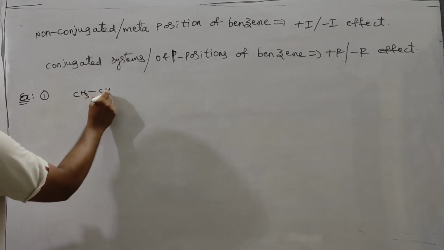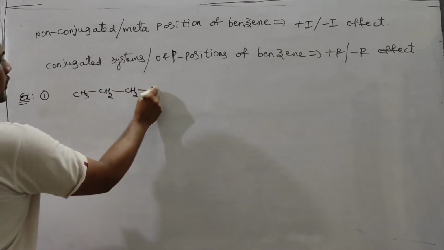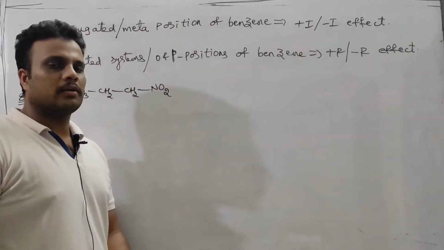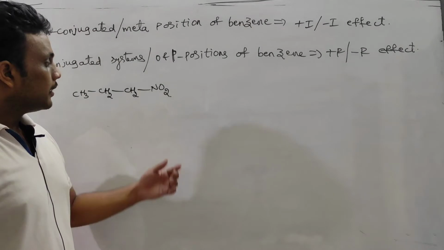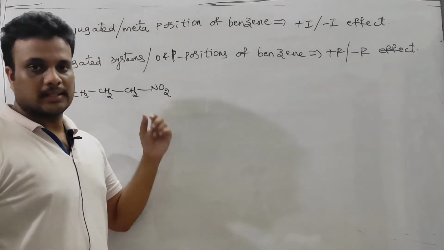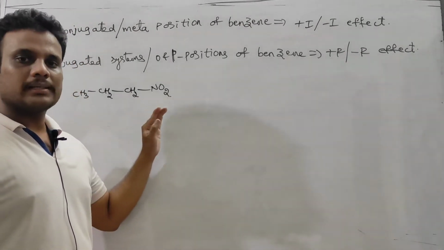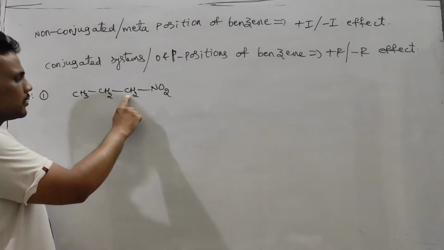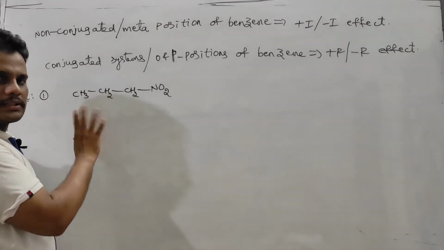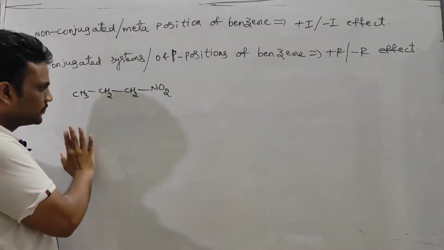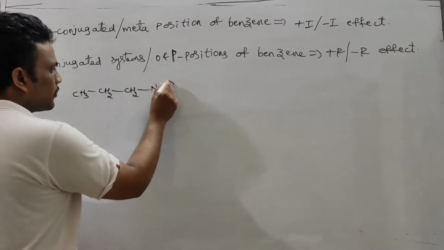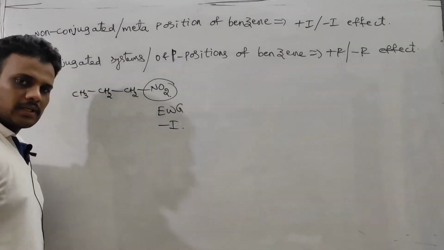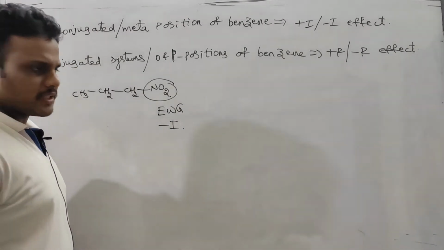I am taking this particular example, CH2NO2. We know very well NO2 is a powerful electron withdrawing group. It behaves like minus I as well as minus R. But in this case, what is the nature of the NO2 group? This NO2 group is attached to carbon. This particular group is not a conjugated system, nor is it a benzene ring. So this NO2 group is a powerful withdrawing group, no doubt, but it is a minus I group, because this is a non-conjugated system. Very simple.